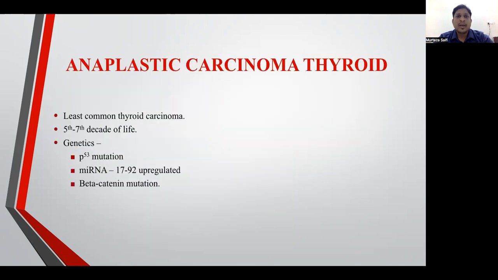Then there is anaplastic thyroid carcinoma. It's the least common thyroid carcinoma, seen in the fifth to seventh decade of life. Then genetics: P53 mutation, miRNA 17 to 92 upregulated, and beta catenin mutation should be remembered.